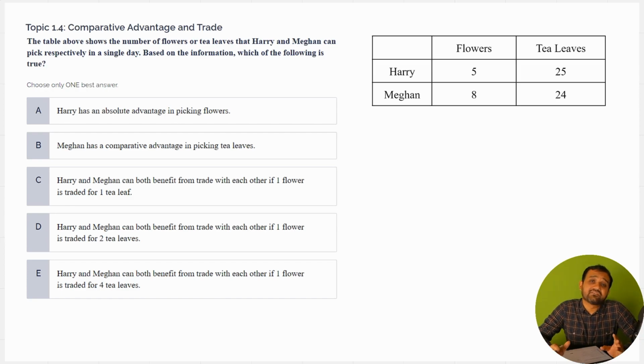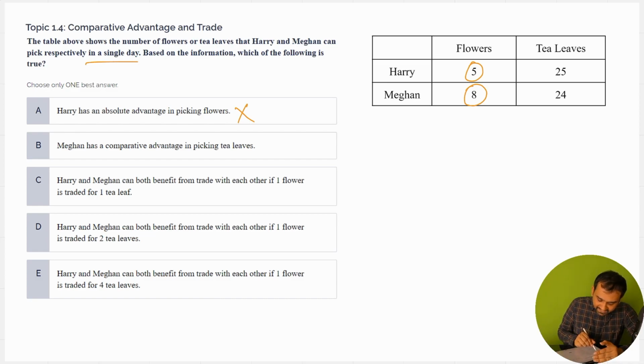If you recall, absolute advantage is when someone can produce a good more efficiently than the other person, and that has to be done using the same amount of resources. In a single day, Harry can produce 5 flowers, whereas Meghan can produce 8 flowers. That already tells us that Meghan has absolute advantage in flower production, as she can produce more of it in a single day compared to Harry. So that will rule out option A. Now, if you look at the remaining options, none of them are about absolute advantage anymore. So let's move on to comparative advantage.